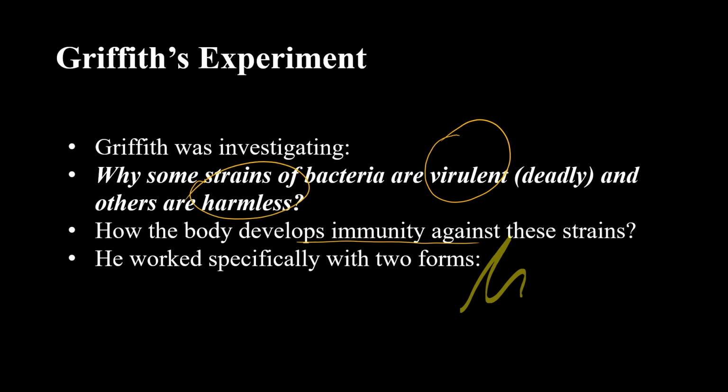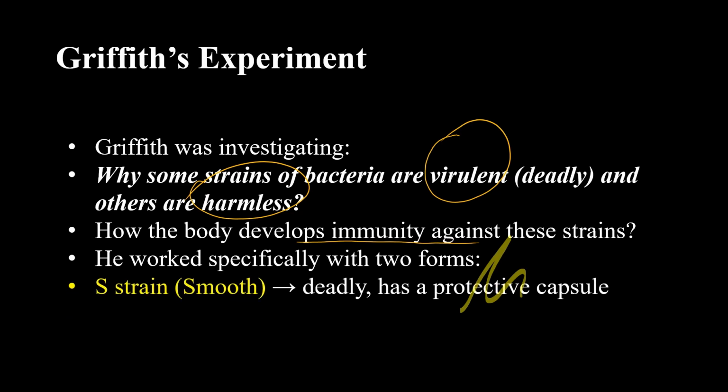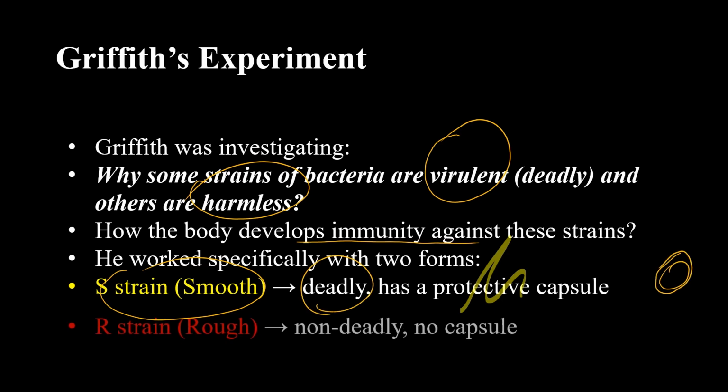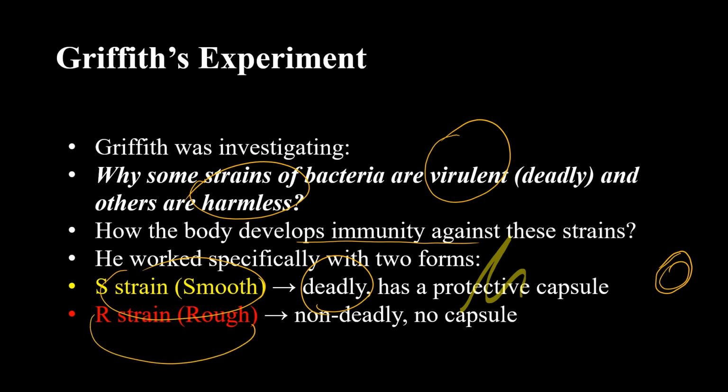He worked specifically with two forms. The first was the S strain. S means smooth; these bacterial cells had capsules and were deadly, meaning pathogenic. The second form was the R strain, which was the rough strain. They did not have any smooth layer, that is, a capsule, and they were non-deadly, meaning non-pathogenic.